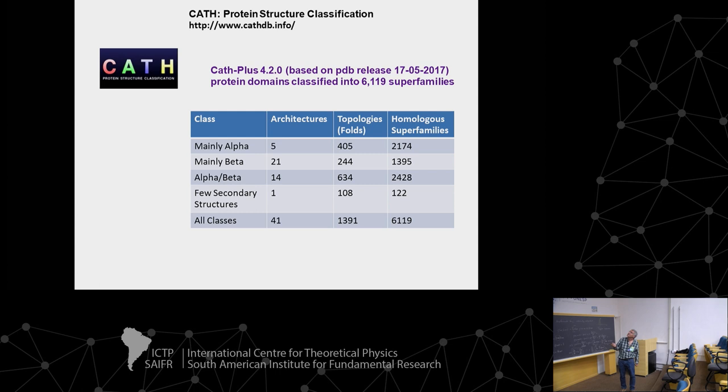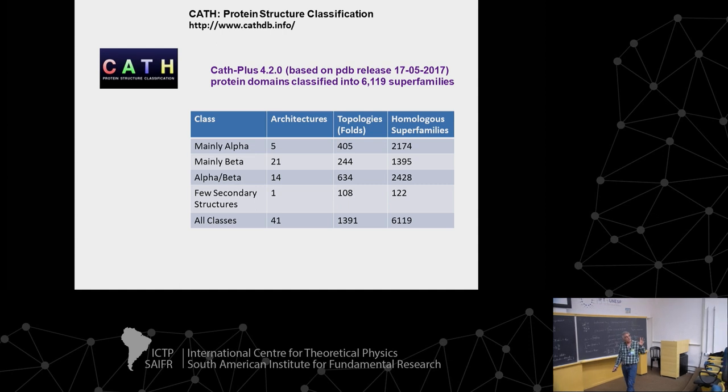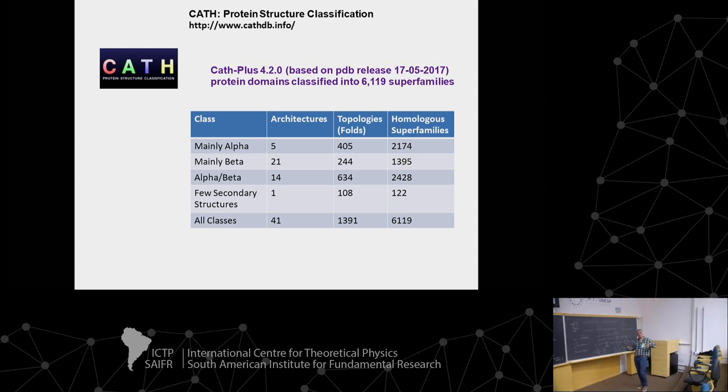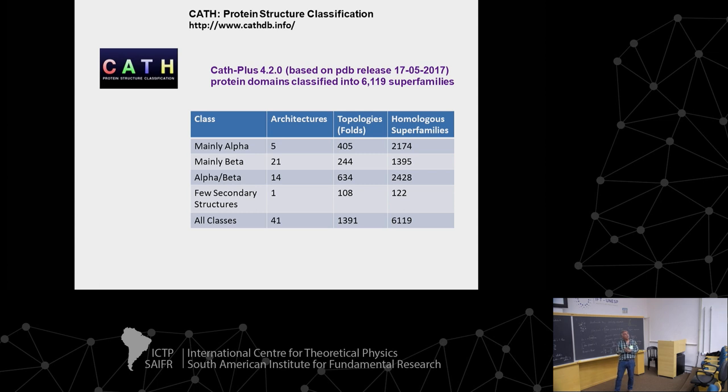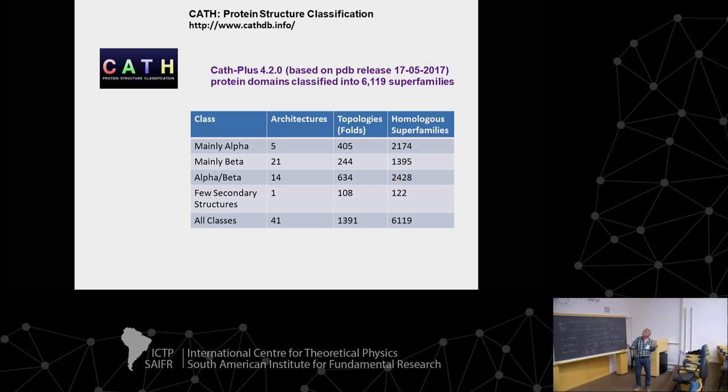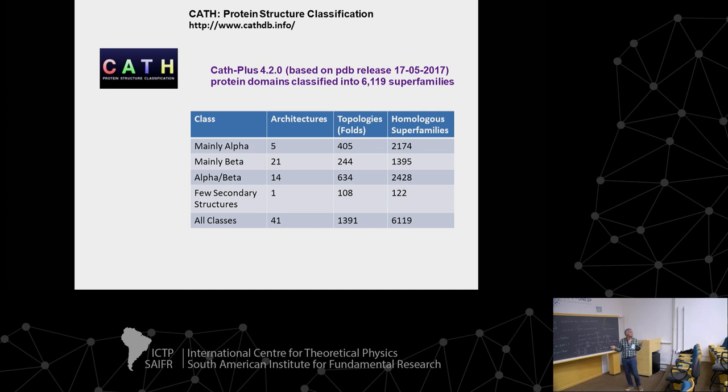Okay, so in the CATH database at the moment, there are over 6,000 homologous superfamilies and around 1,400 topologies. And this number, 1,400, hasn't really increased over the last 5 or 10 years. It's growing very, very slowly. So almost every structure that's being determined, even though it might be a sequence that's never been seen before, often has a topology similar to a structure that's already deposited in the databases. So the number of topologies for domains in proteins might actually be limited to a number that's less than 2,000, say.